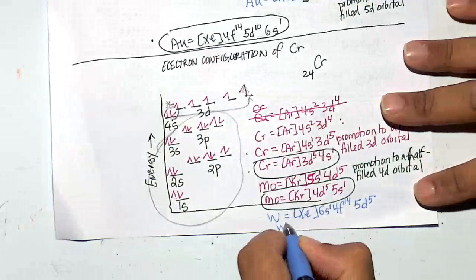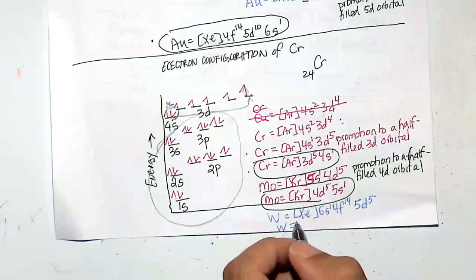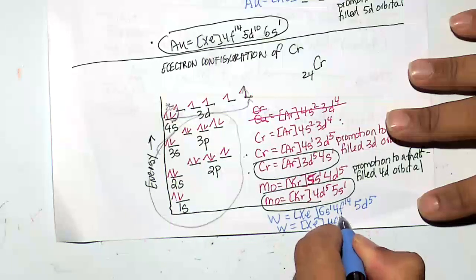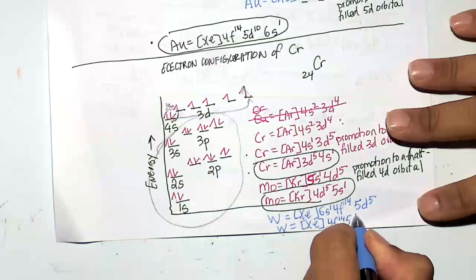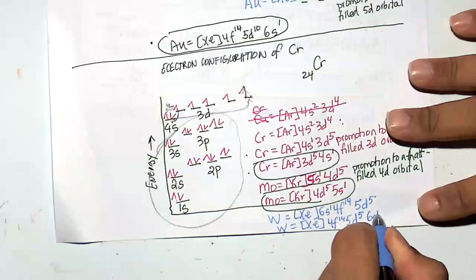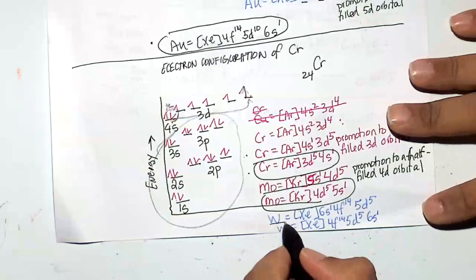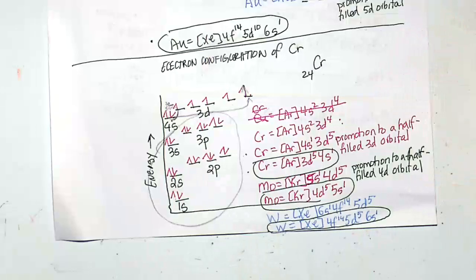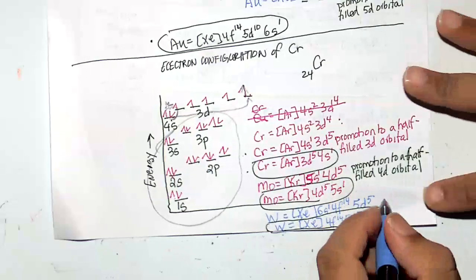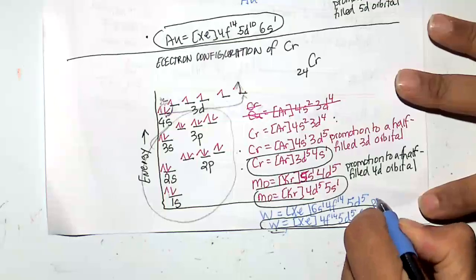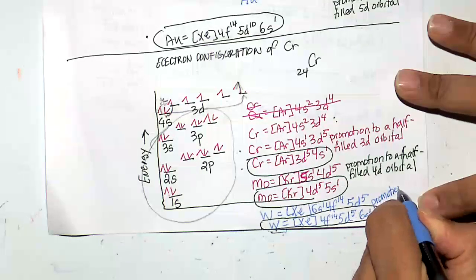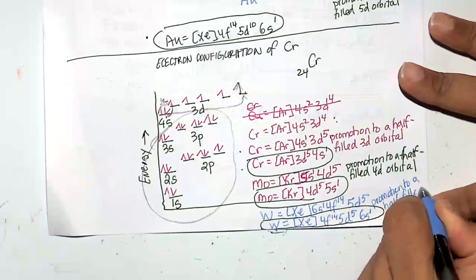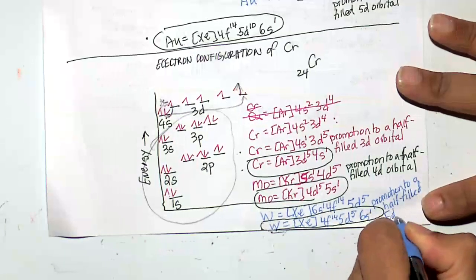So you can also do it this way, in the order of the principal quantum number, 4, 5, 6. Like I said, molybdenum is a promotion to a half-filled 4d orbital, and tungsten to a half-filled 5d orbital.